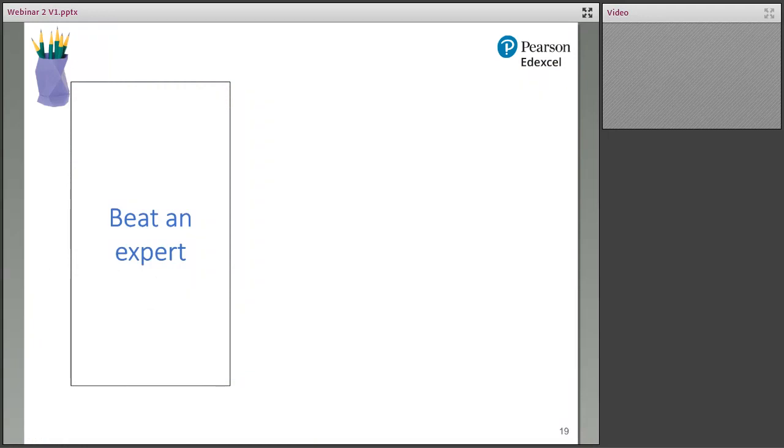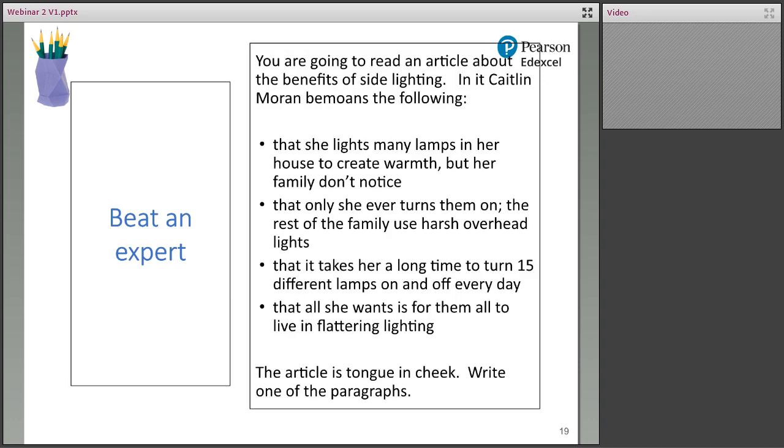So what you need to do is to get a piece of text, a piece of writing, transactional. It can be any kind you want. I'm going to use an article here. And then the idea is to get them to write it without seeing it. So you give them these prompts. So you are going to read an article about the benefits of side lighting.